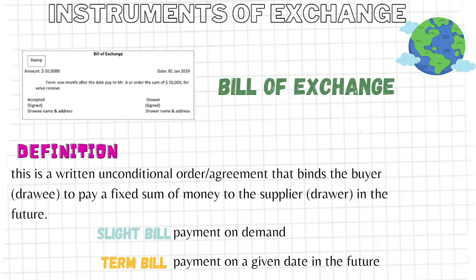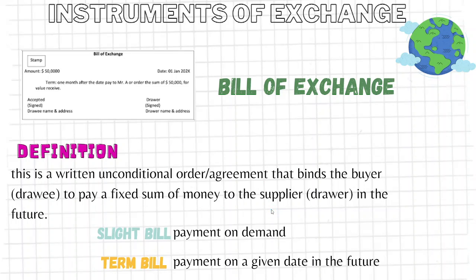Then the next one is a bill of exchange. It's similar to when you go to a restaurant and you're finished eating, the waiter or waitress usually brings a bill, and you have to give them that amount of money that is on your bill. But the difference is that this is a written unconditional order or agreement that binds the buyer, which is the drawee, to pay a fixed sum of money to the supplier or the person that's selling the item, and that's the drawer.